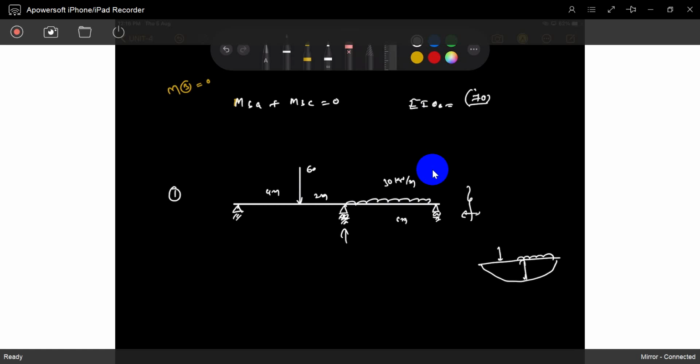But in the deflection method, what are the unknowns? What are the kinematic indeterminacies? They are theta A, theta B, theta C. If you release the rotations, the indeterminacy, the problem will expand.